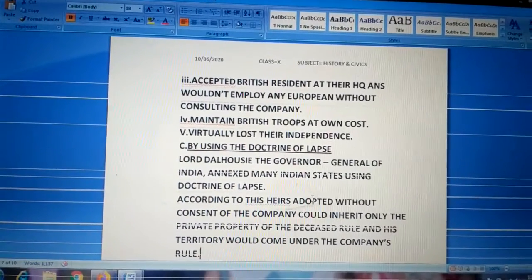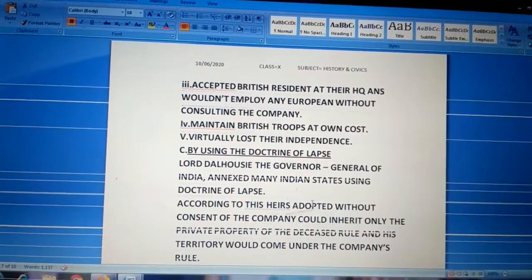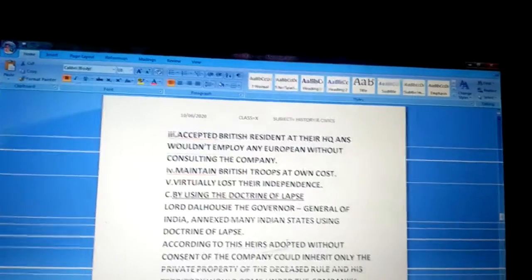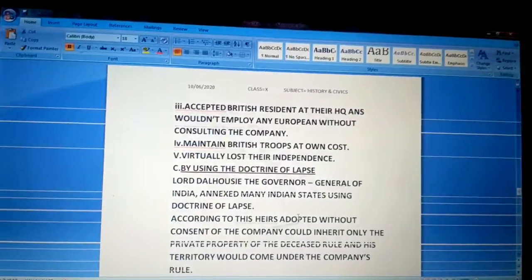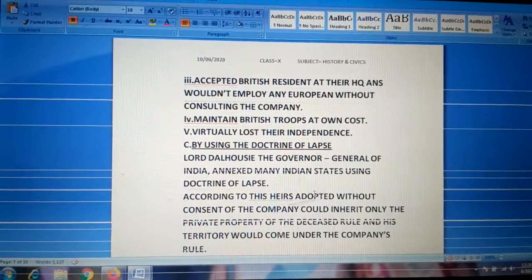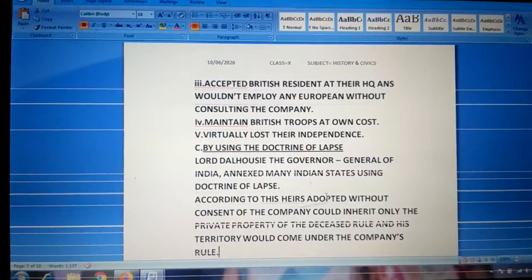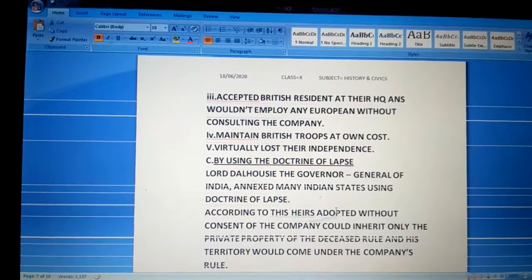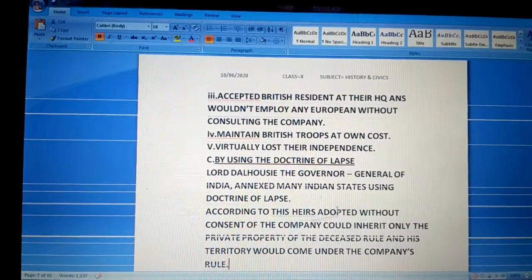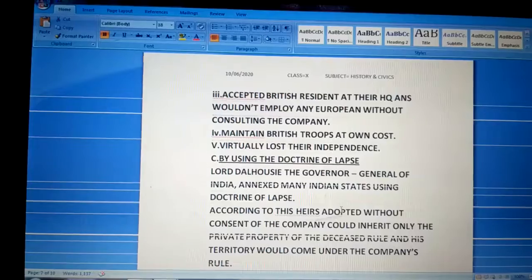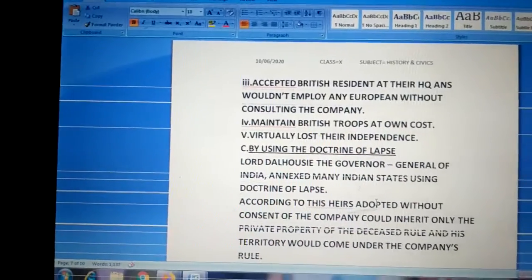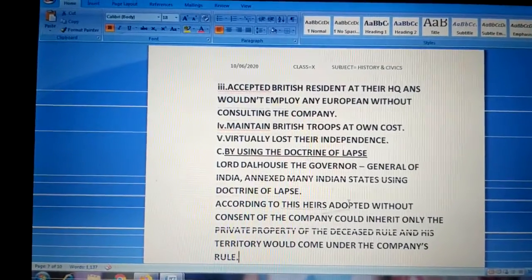Then they had to maintain British troops at their own cost. So all these are under the British, but who will pay the cost of these British troops? Indians. How is this? Just think about it. They virtually lost their independence. So Indians virtually lost their independence if they agreed to this, and they had to agree to this, because they didn't have any option.